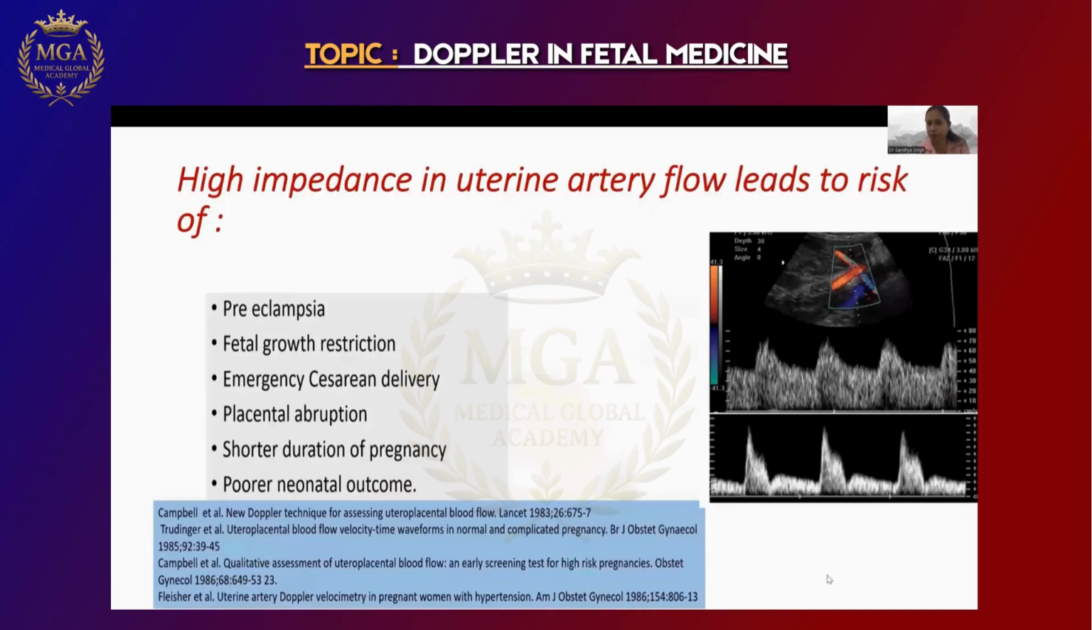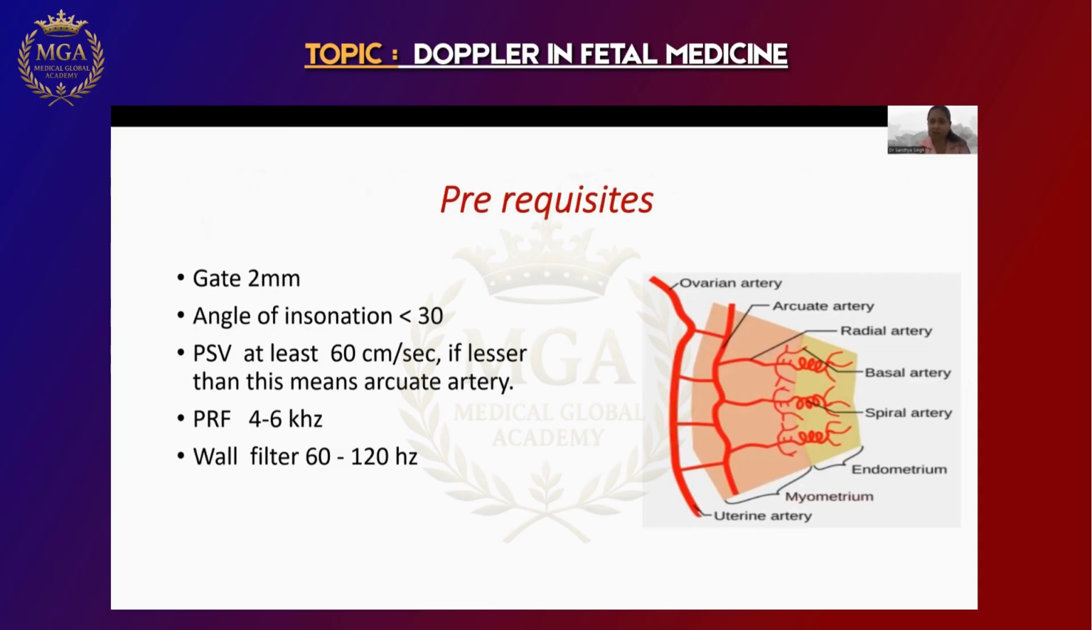Let me show you here. See, the PSV is more than 60 over here. So we are sure we are measuring the uterine and not some branch of the uterine artery. This is how you are going to do it. Now, I have mentioned a few more things, PRF and wall motion filter. See, you need to increase the PRF if aliasing is happening.